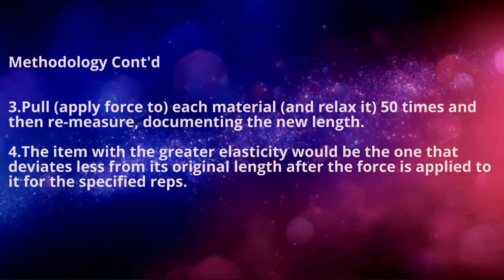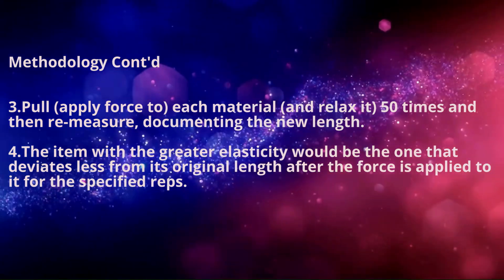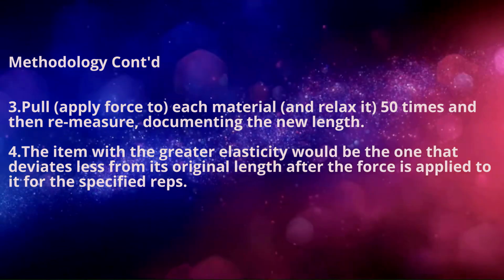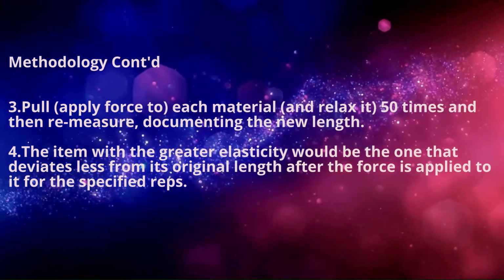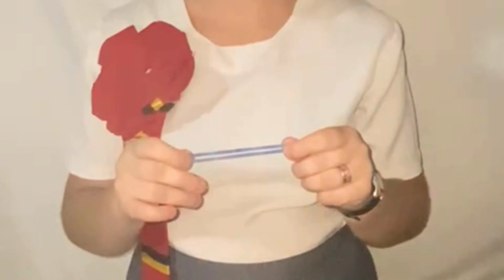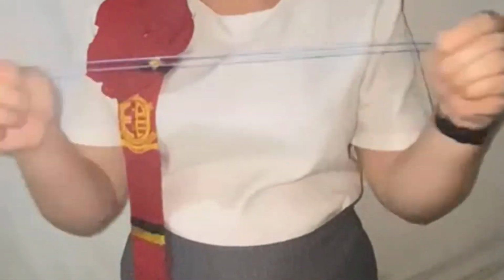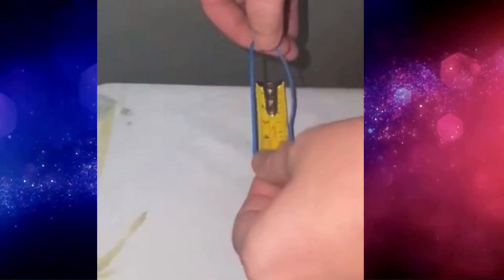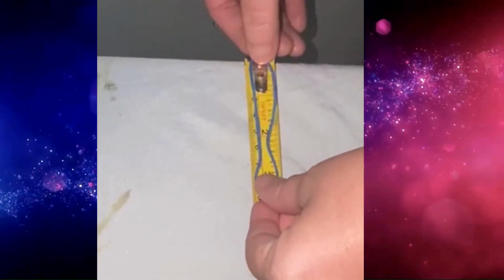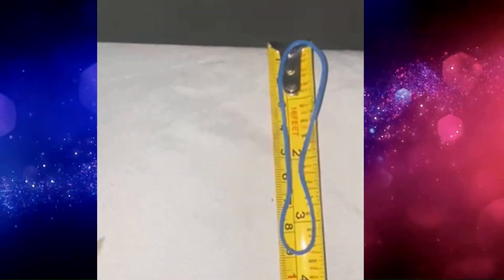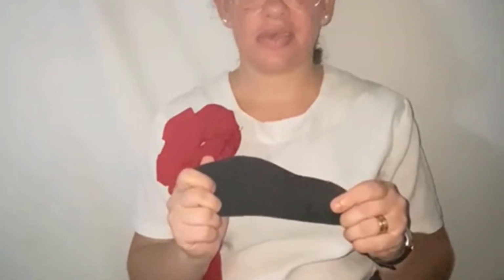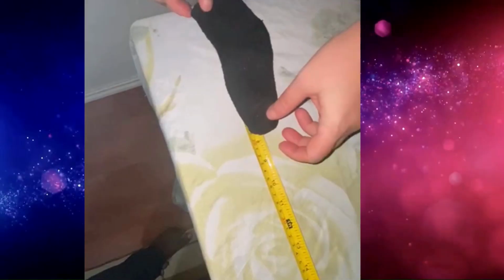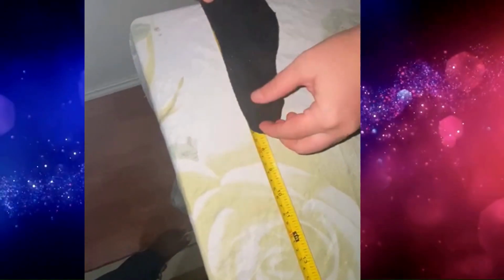Number 3. Pull and apply force to each material and relax it 50 times and then re-measure, documenting too. Number 4. The item with the greater elasticity would be the one that deviates less from its original length after force is applied to it for the specified reps period of time.